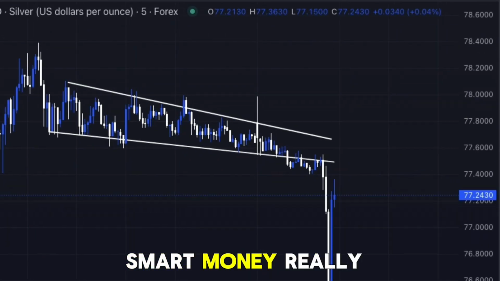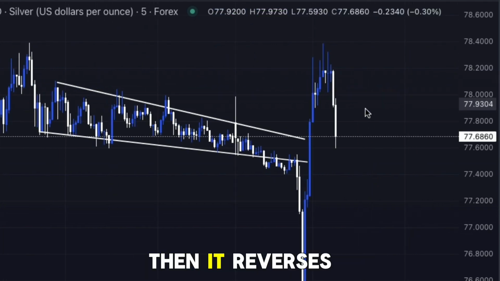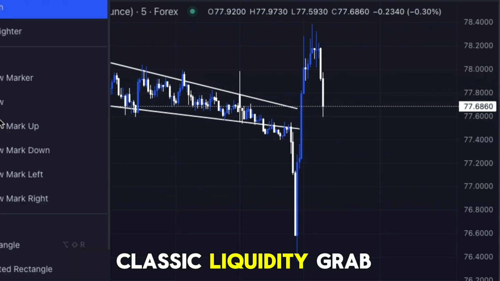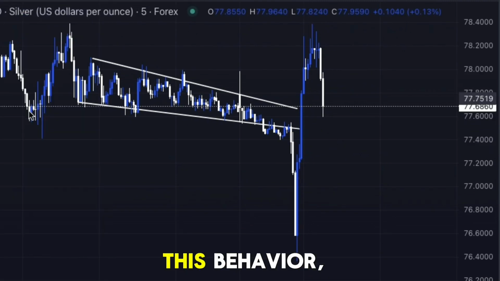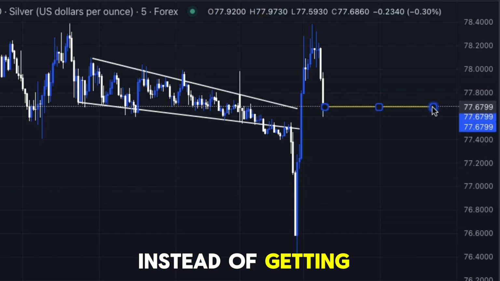But here's what smart money really does. First, it takes out the seller's stop losses. Then it reverses and sweeps the buyer's stop losses too. This is a classic liquidity grab. Once you understand this behavior, you can identify high-probability trade setups instead of getting trapped.